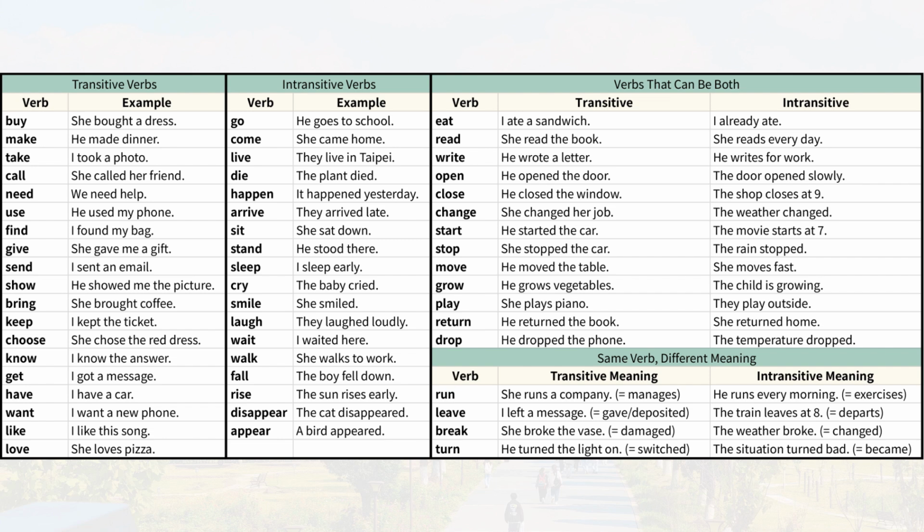Turn. He turned the light on, meaning he switched it on. The situation turned bad, meaning it became bad. That is the full explanation of transitive verbs, intransitive verbs, and verbs that can be both.